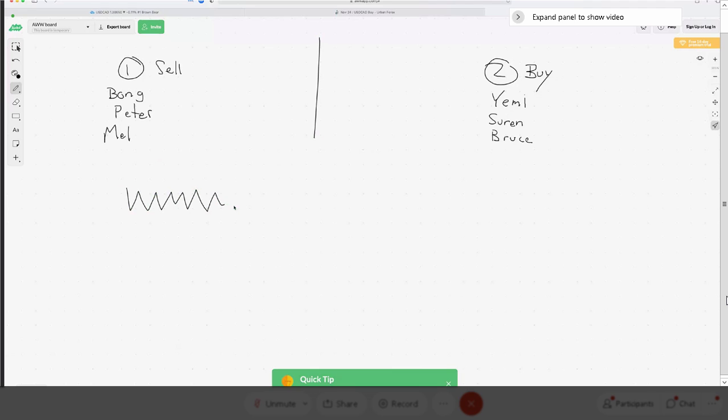While the markets are going sideways, Bong, Peter, Mel, Yemi, Suren, Bruce are all like, I don't know what to do with this. I don't like it. These big boys have got information the markets are going to go down. They've done their research. They're like, all right, let's do this. We're in a range. We'd love to sell from the top of the range. As the market comes up, they sell, and the news and the analysis that they got turned out to be correct, and it starts doing this.